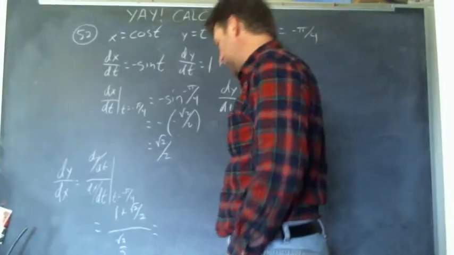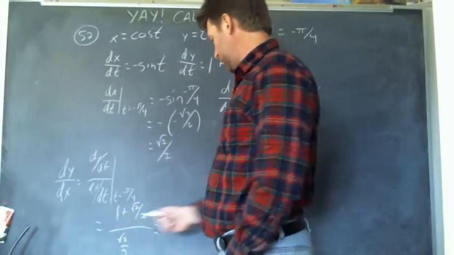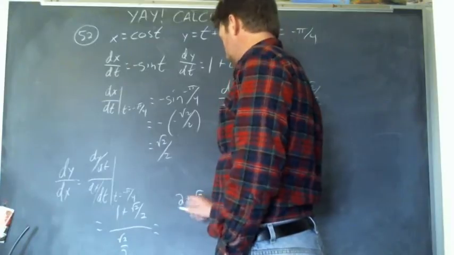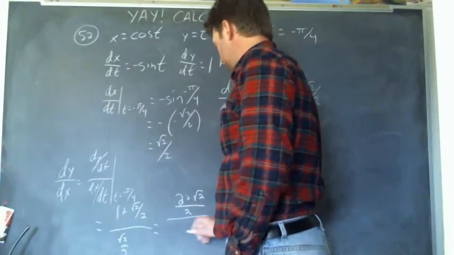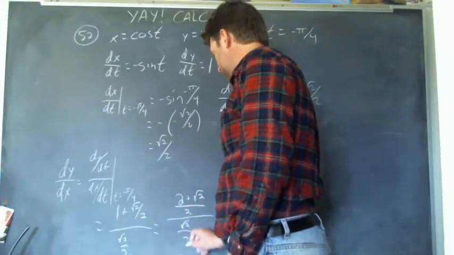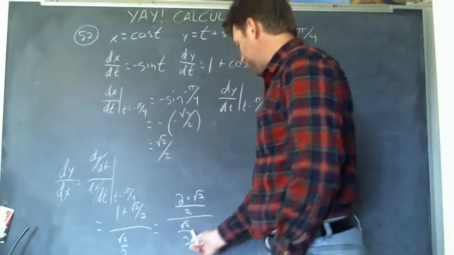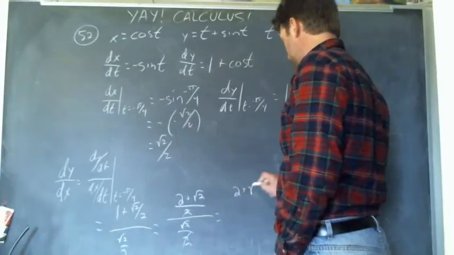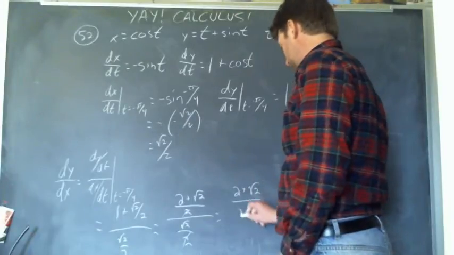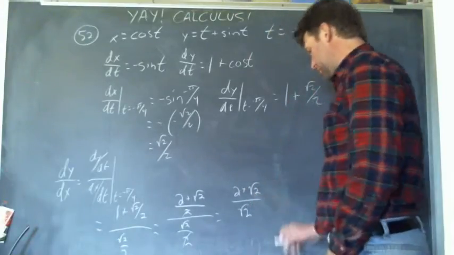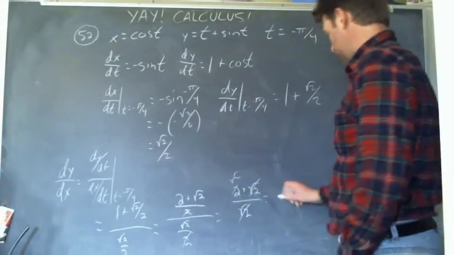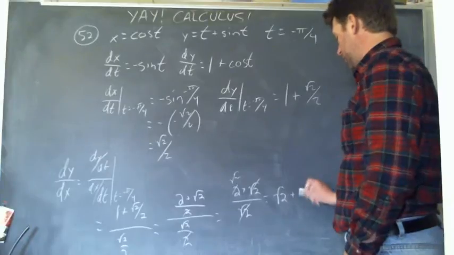Let's use a little algebra to clean this up. This is really 2 over 2. So the top goes to 2 plus radical 2 over 2, divided by radical 2 over 2. Invert and multiply. These two go out. Wind up with 2 plus radical 2 all over radical 2, all of which are divisible by radical 2. So those two cancel. That goes to radical 2. That'll be radical 2 plus 1.